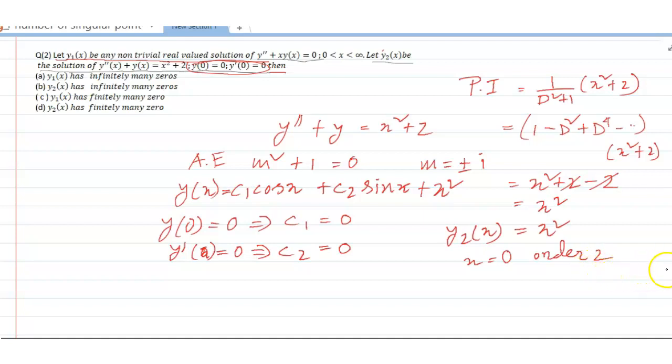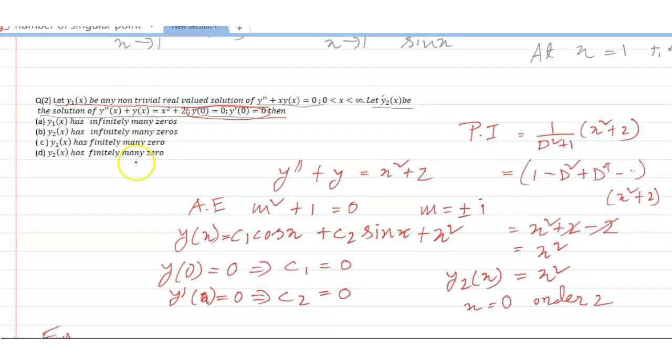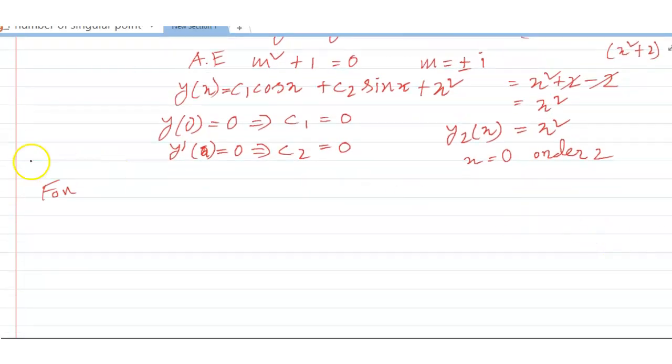Now, friends, for y1(x) I have to find out for y. Whatever I get, y2(x) has finitely many zeros. Now for y1(x).